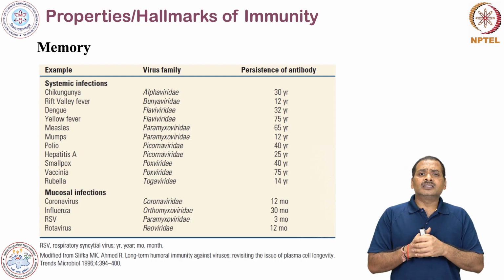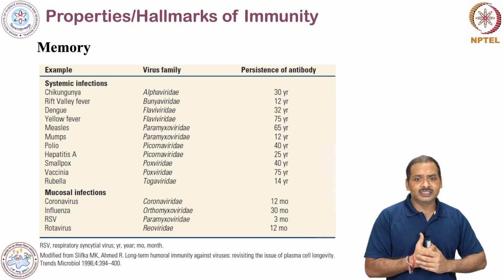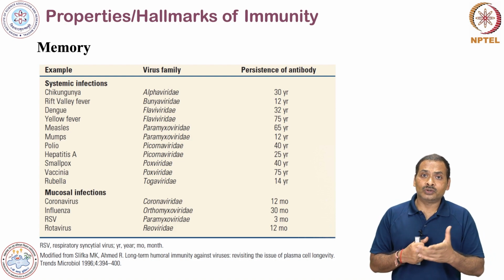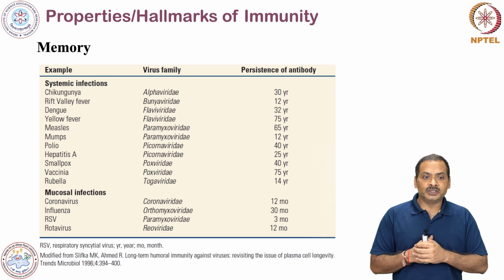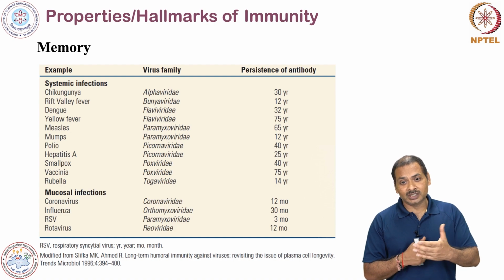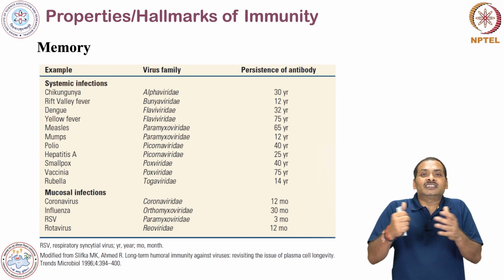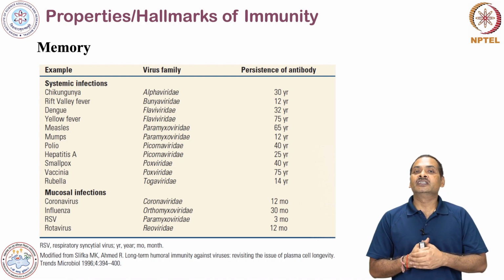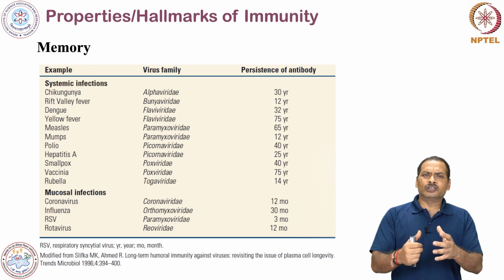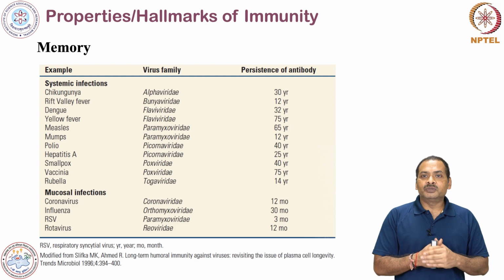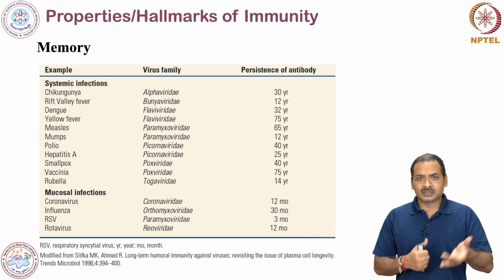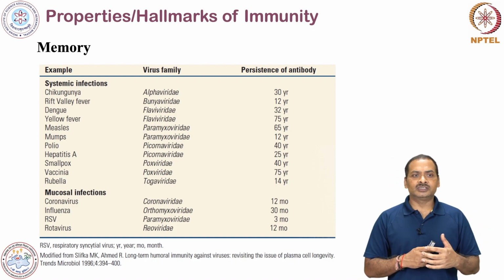But on the other hand, for some viruses, for example coronavirus, you see a short-term memory of about 12 months. For RSV, respiratory syncytial virus, the memory is very short, that is 3 months. We use this feature when we make a vaccine against any pathogen, particularly viruses or bacteria. If the memory is very long, we can make very good vaccines. So this is one of the features of the immune system, the memory.